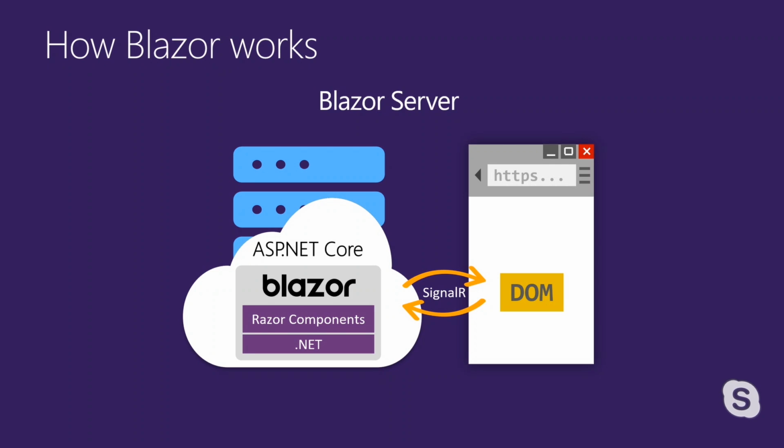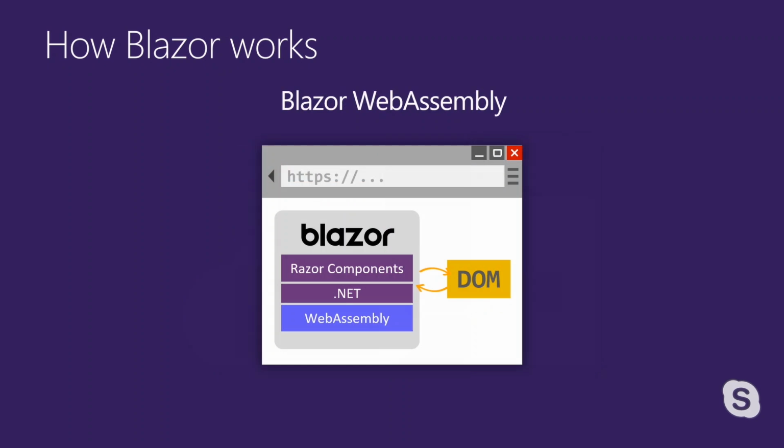Okay. So that's Blazor Server. The other model that we support, we call Blazor WebAssembly. In a Blazor WebAssembly app, you download with the app a .NET runtime that's implemented in WebAssembly. Now, what is WebAssembly? Well, WebAssembly has actually been around now for quite a few years, but it's an open web standard for a bytecode for the web.